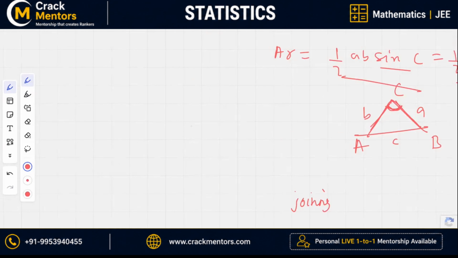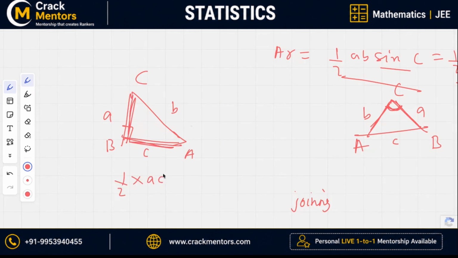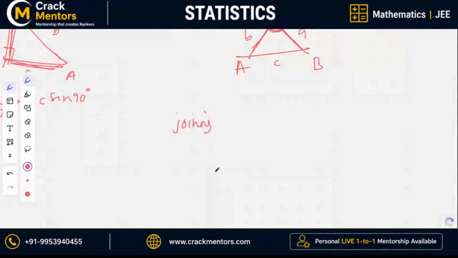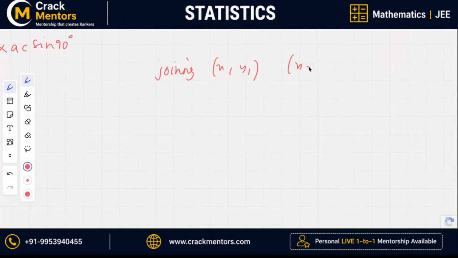That is why for a right angle triangle, let this be ABC. This is a, this is b, this is c. That's why it's half AC, half base into height into sine of 90. Now let's say you're given three points: x1 y1, x2 y2, x3 y3.